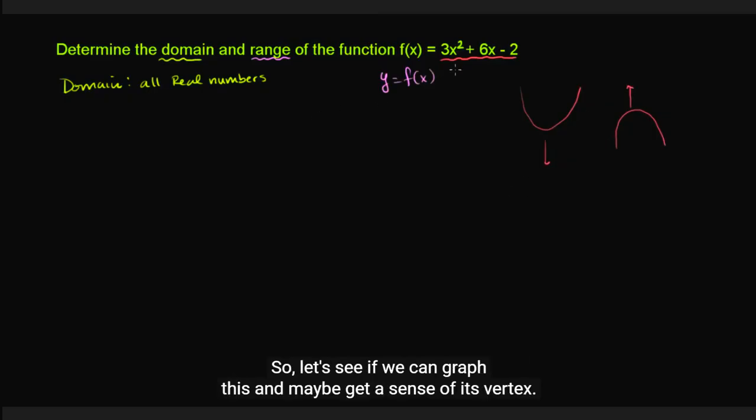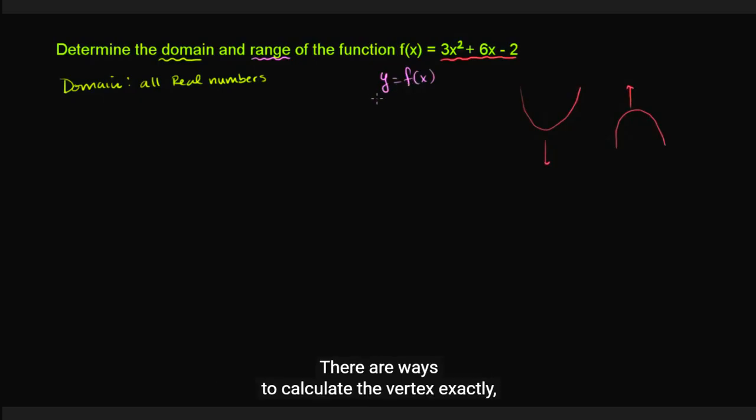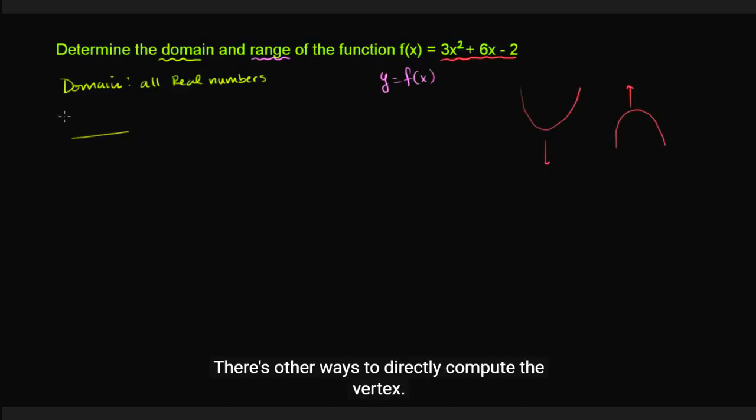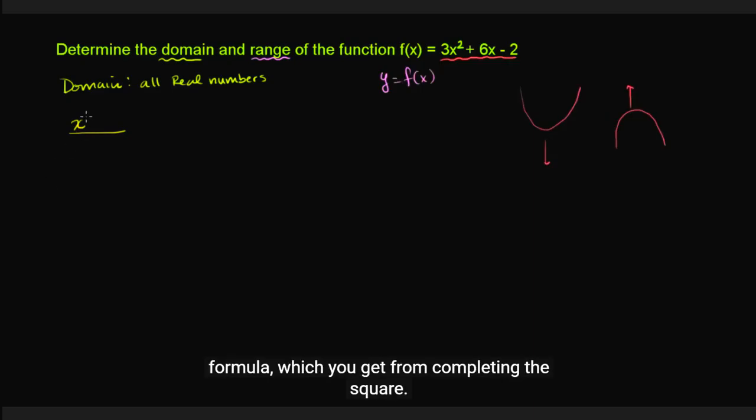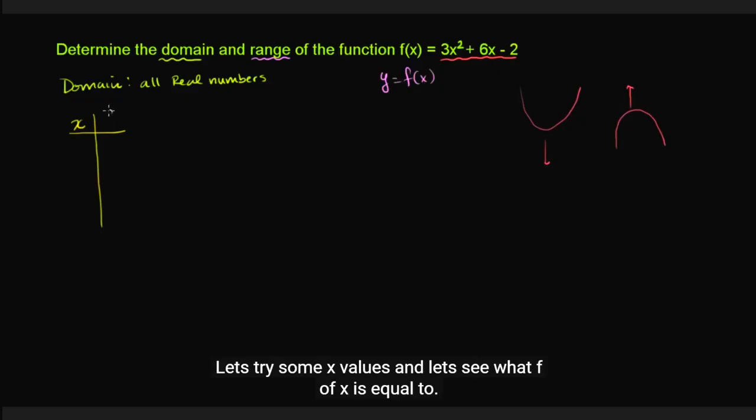So let's see if we can graph this and maybe get a sense of its vertex. There are ways to calculate the vertex exactly, but let's see how we can think about this problem. I'm going to try some x and y values. There are other ways to directly compute the vertex. Negative b over 2a is the formula for it. It comes straight out of the quadratic formula, which you get from completing the square. But let's try some x values, and then let's see what f of x is equal to.